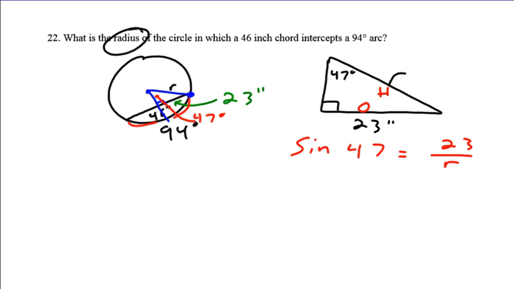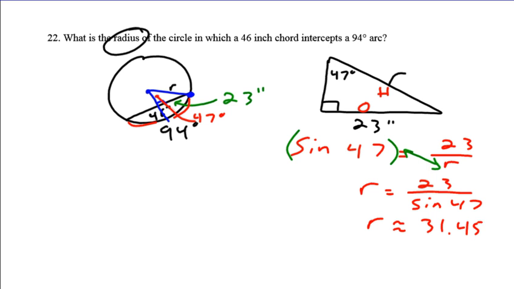Because the r is on the bottom, we need to cross multiply that up. And we are going to cross divide the sine of 47 degrees. So you have r equals 23 divided by the sine of 47, which your calculator should tell you is about 31.45 inches.